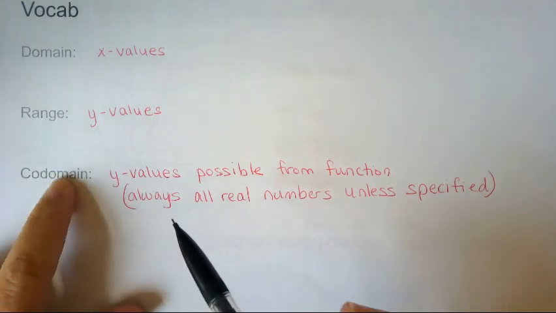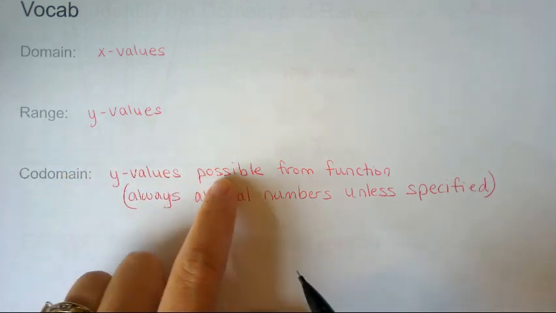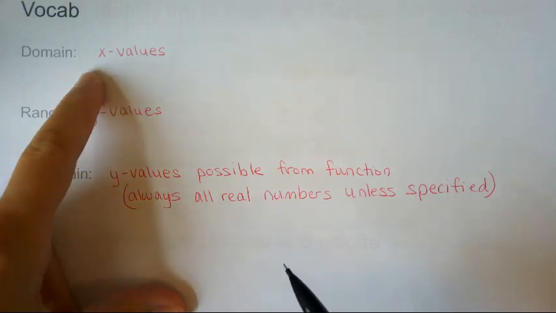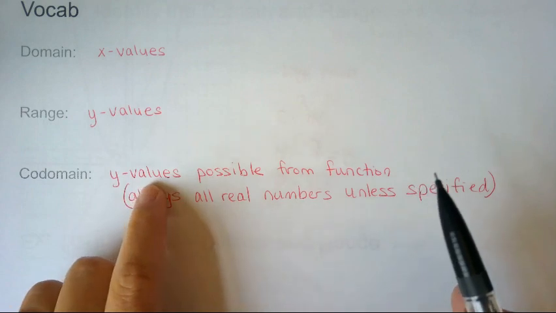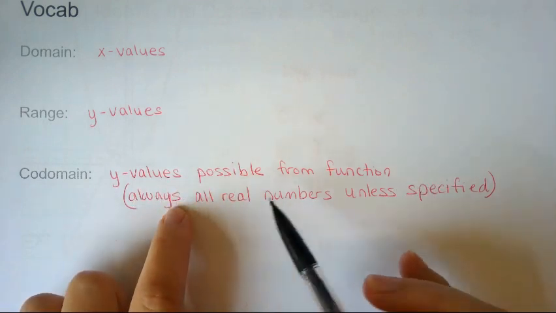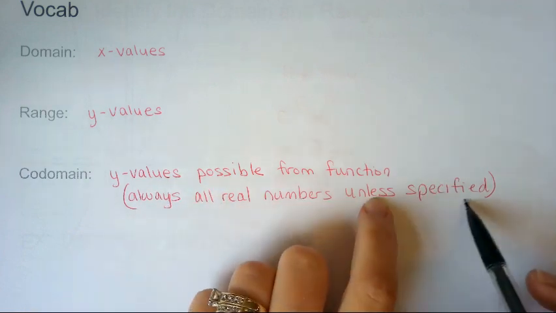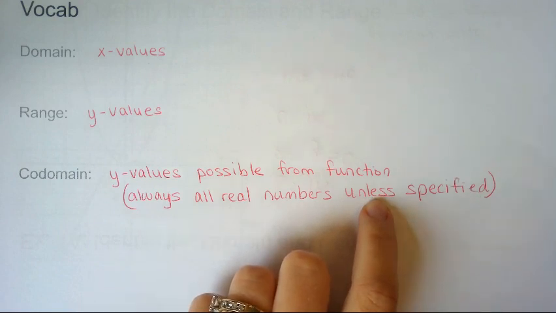Your codomain will be something that is new. Your codomain are the y values that are possible from the function. So these are going to be the exact ones that you see or that you can see from the graph or the table, but this one is going to be whatever is possible. So in that case, it's always going to be all real numbers, so that will be your answer every time, unless they specify something else. So for example, they might say y is less than 2.